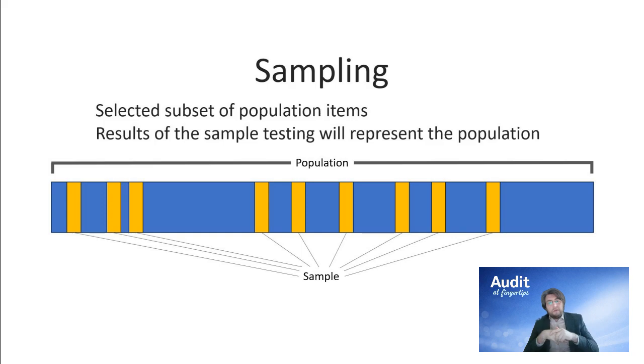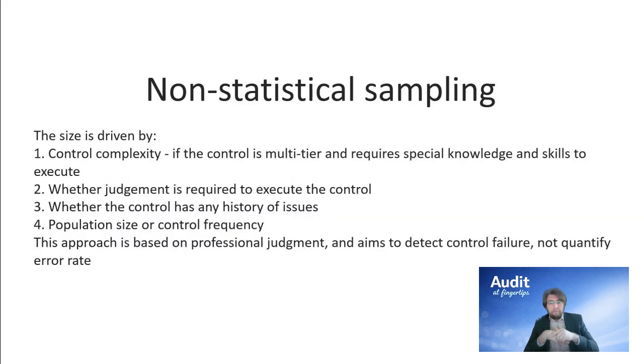All right, so now non-statistical sampling. The size of non-statistical sampling is not calculated using a formula, but is more about your methodology. So I think if you check your internal audit methodology, you will see some guidance on how many items you should sample. The most important thing here is how we define the size of non-statistical sampling. And the size is driven by a few factors, which you see on the screen.